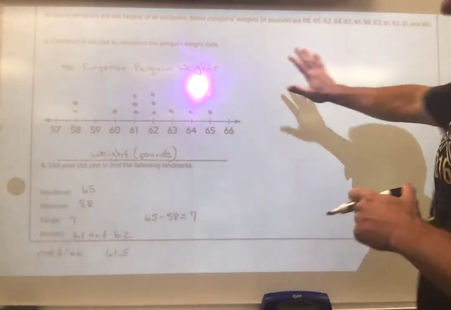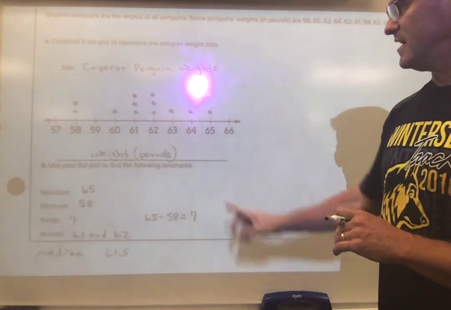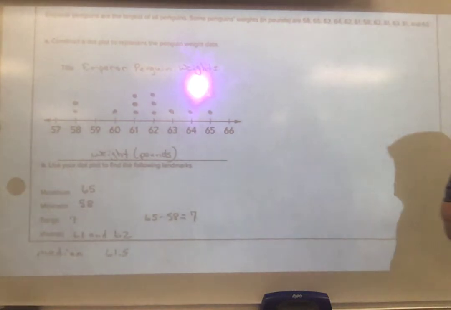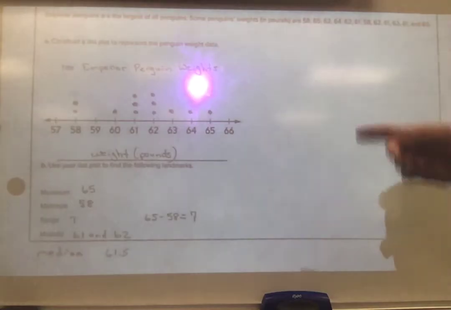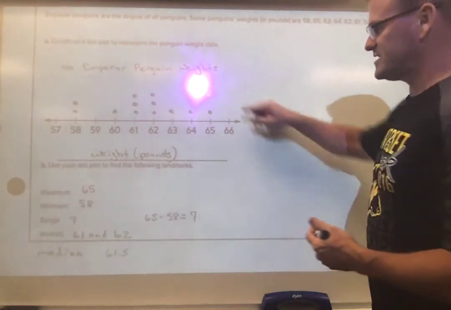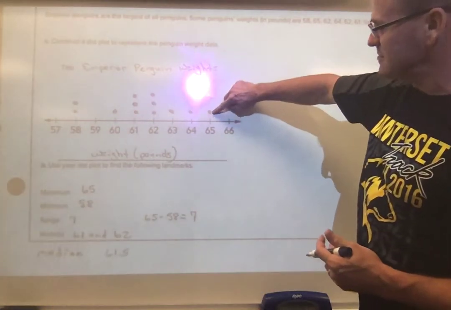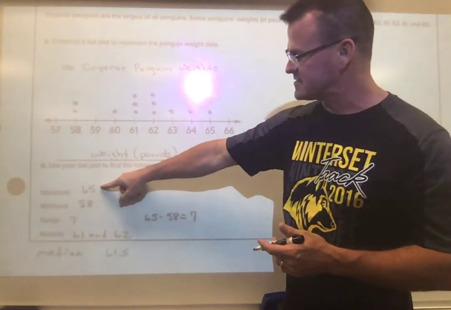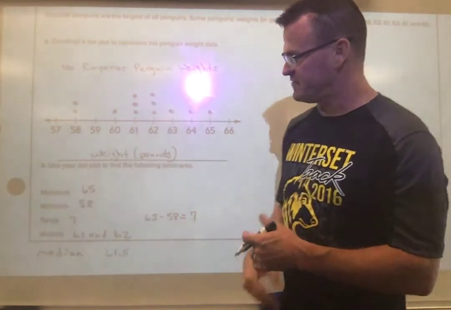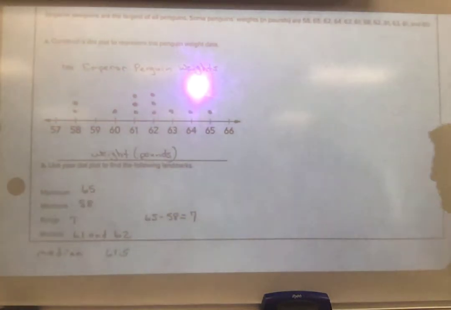Okay, so there's the first part on question A. Question B, we're going to use the dot plot to find these data landmarks. Okay, the maximum, minimum, range, mode, and then I added in the median there. We remember the maximum means the largest here. The largest one was 65 pounds, so 65 is my max. And the minimum was 58. And there were two of them there that weighed 58, but that's still the minimum weight of these penguins.